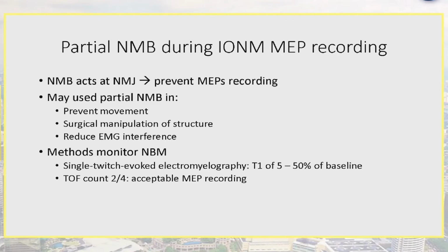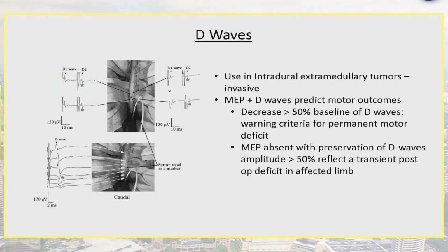So it is upon the surgeon's decision to make, and it should be discussed prior to the surgery. So how do we monitor whether the MEP reading is available or not? Because when you start to give partial neuromuscular blockade, the amplitude of MEP will drop compared to the baseline. So they do a single twitch evoked electromyography and keep T1 at 5 to 50%, so any MEP reading at that point of time, they accept. Or you can also use TOF count, whereby they go to 2 or 4, and MEP recording is acceptable at that time. So they will stimulate as necessary if the amplitude is decreasing.